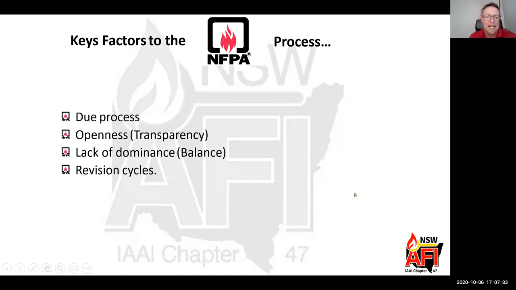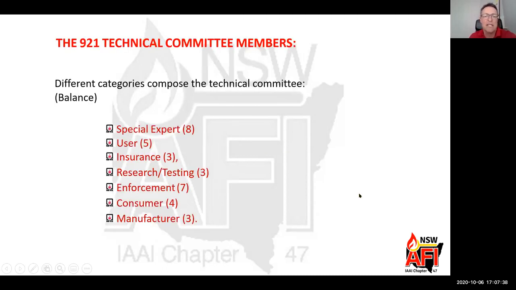The revision cycles allow them to update it every 3 years, and that's a good thing, I think, because, as Randy always says, the science of fire has never changed. It doesn't change, but our understanding of fire is always changing. And that's why these documents need to be updated, because that understanding is always changing. New technology and new understandings are happening, and that's what you need as a fire investigator. I think you should be up to date in that information.